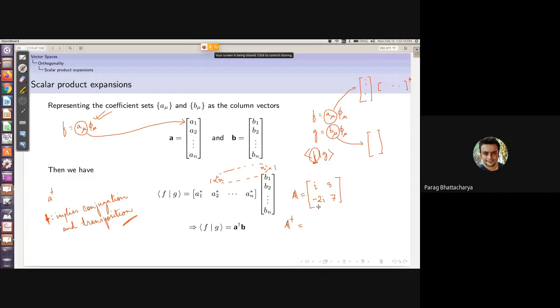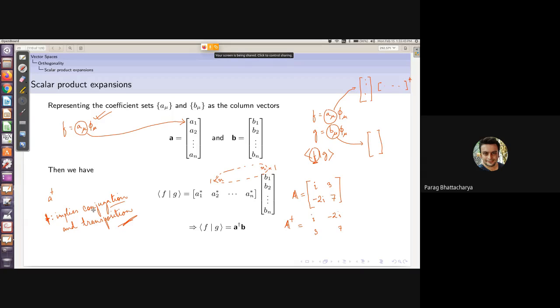A dagger means conjugation and transposition. So first let us transpose this matrix. The rows will become columns, columns will become rows. So the first row will become the first column. The first row is 1, 3, so that will become the first column. The second row, minus 2i, 7, so minus 2i and 7. So this will be the transposition.